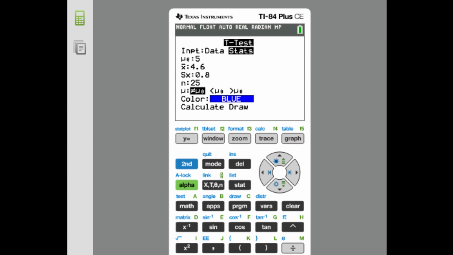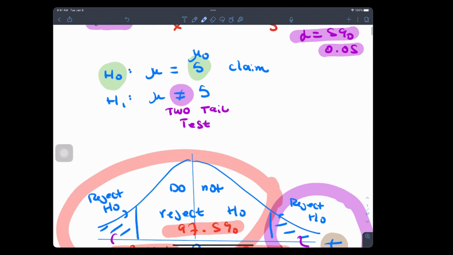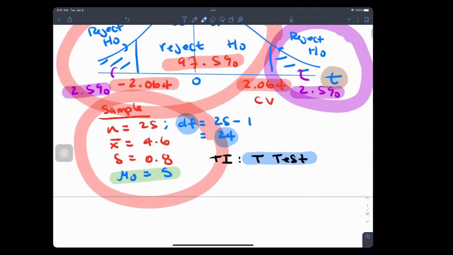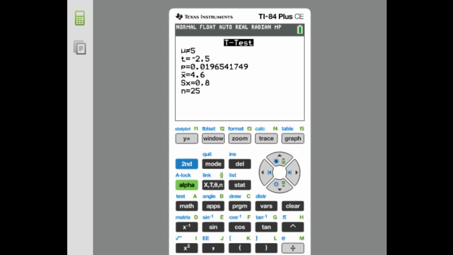Is this a two-tail test? Okay, make sure it's on two tails. Go back if you have to double check. Yeah, that's two tails. Okay, this is the classical method. Scroll down now because you're all good to go to hit Calculate. Now let me ask you guys this question. What are you looking for? The t value. Line number 2, what's your t value? Negative 2.5, is that true?